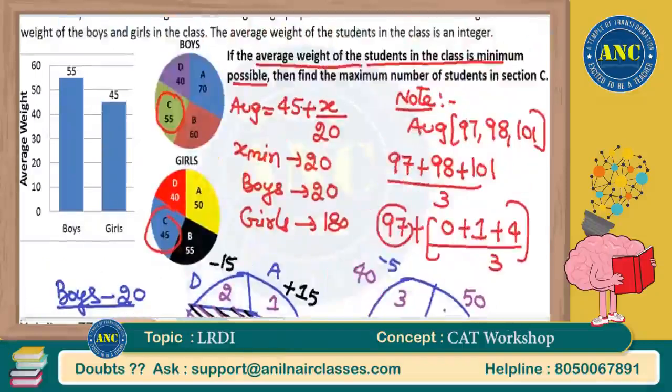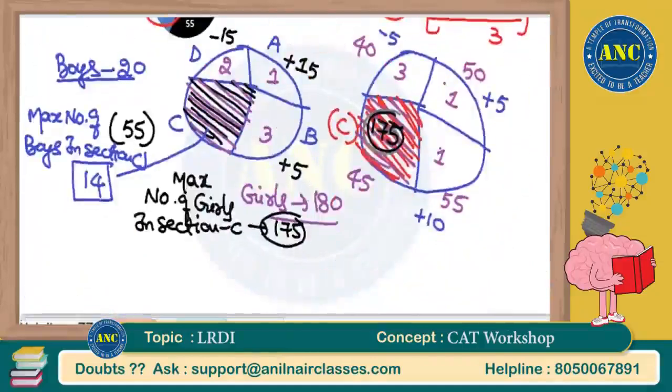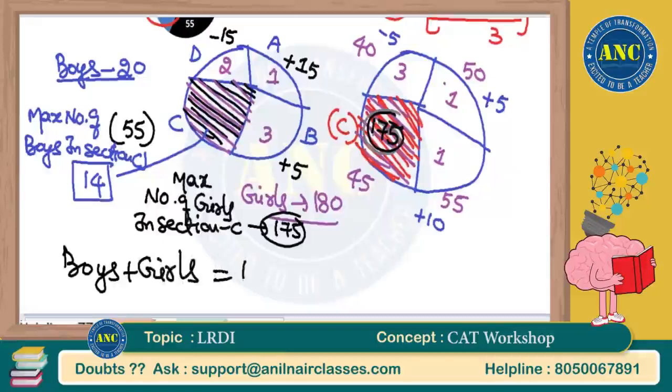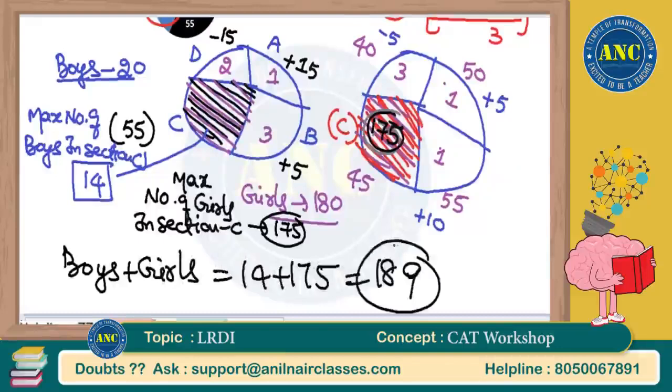What is the question? Maximum number of students in section C. Maximum number of students in section C is nothing but boys plus girls. Boys plus girls is 14 plus 175. Answer is 189.